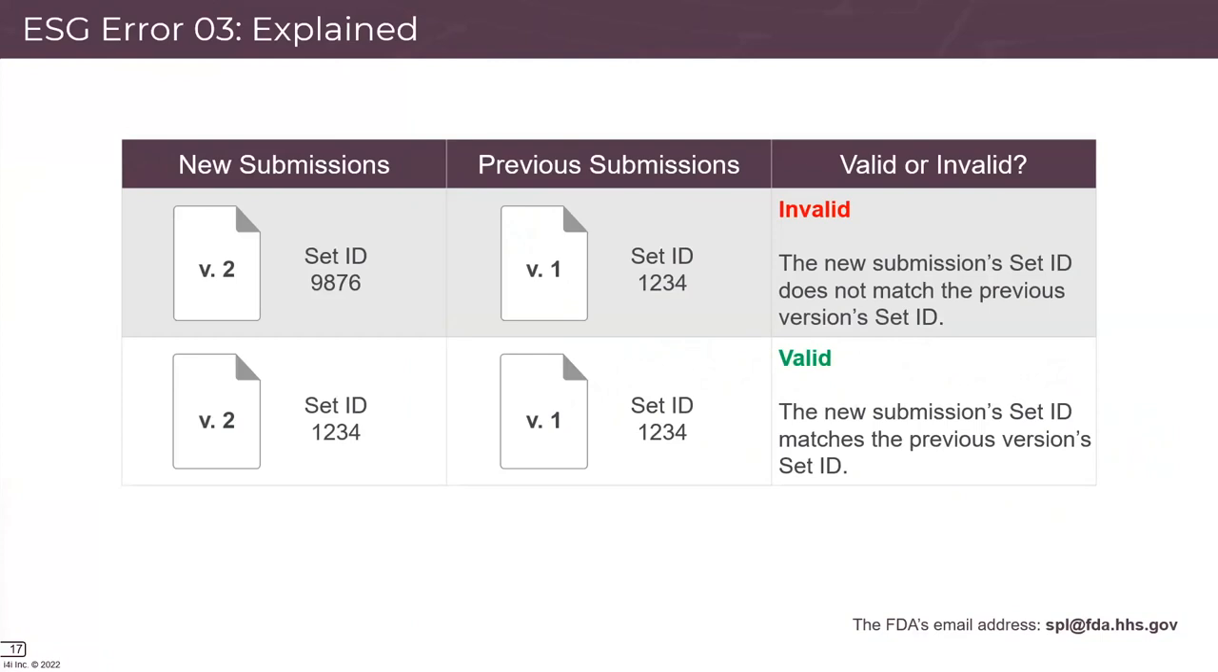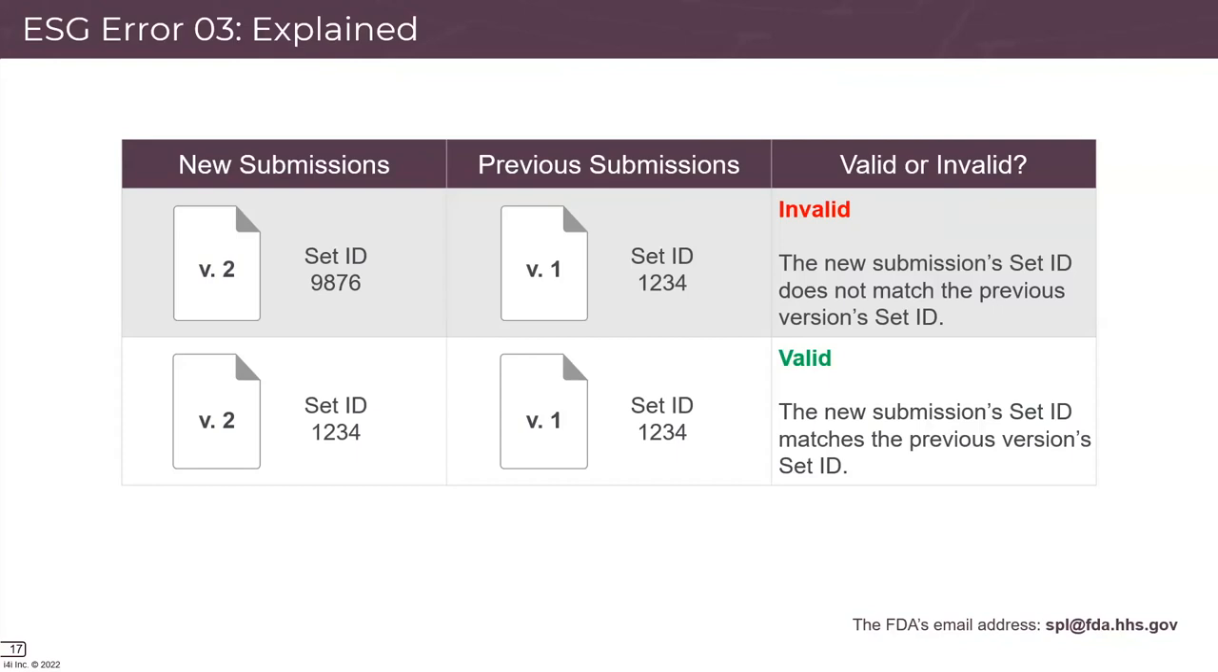So if the very first version of the SPL submitted to the FDA has a particular set ID or a unique identifier GUID, then all versions thereafter must have the exact same set ID, because a set ID is supposed to remain consistent throughout the life of the SPL document. If you come across this error and for some reason you don't have access to the previous version of the SPL, then you can either go to DailyMed or the FDA's label.gov websites to look for that SPL.